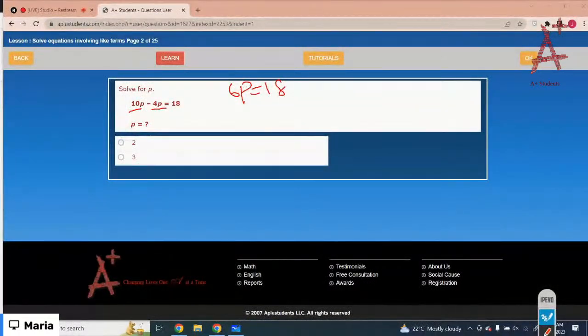You have to find the value of p only. So remove that 6. 6 is multiplying p, so the opposite of multiplication is division. 6 and 6 cancel out each other, and 6 times what number is 18? 6 times 3 is 18. So it would be p equals 3.